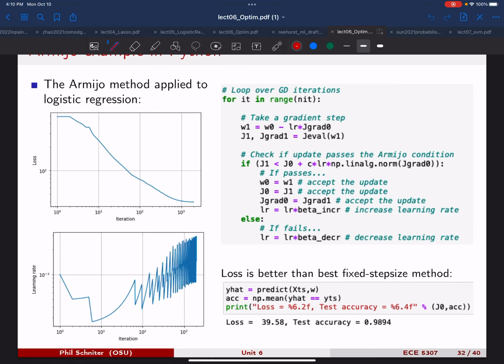Good afternoon, everyone. So today we're going to finish up our unit on optimization, and we'll start the next unit, which is on support vector machines. The last thing we learned was about the Armijo method, which is a way of doing gradient descent that also adapts the step size as we go.